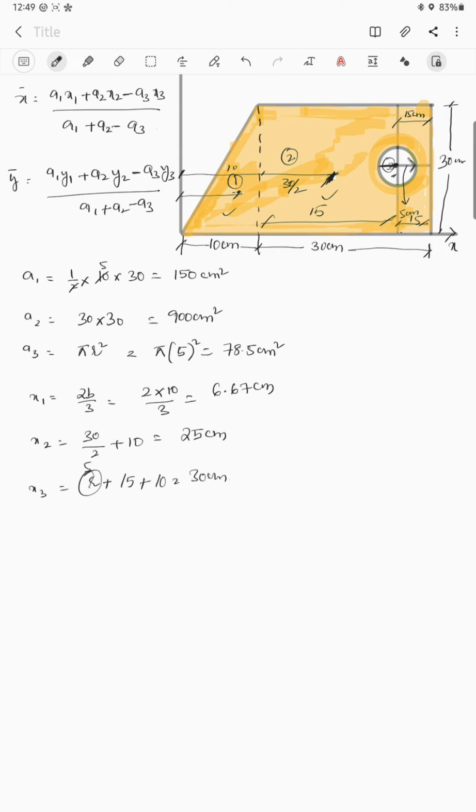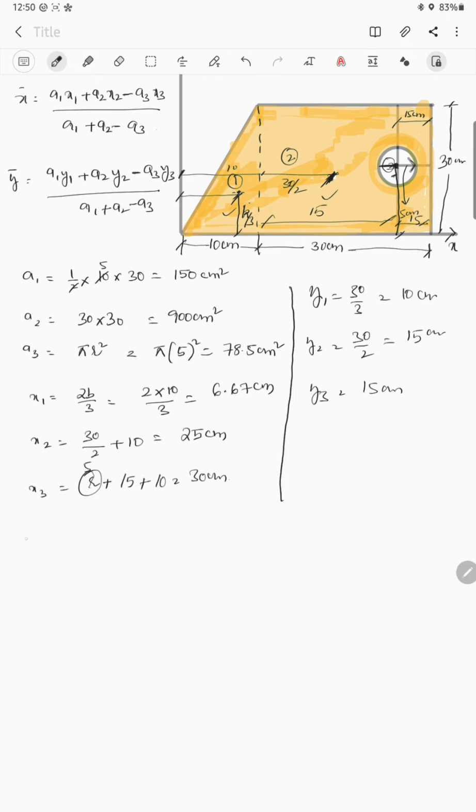Next will be y1, y2 and y3. We will calculate them here itself. Y1 is equal to this height, which will be h by 3. What is the height? 30 by 3, which is equal to 10 centimeter. What about y2? 30 by 2, which is again 15. Y3 is again this distance, which is the same, that is 15 centimeter.